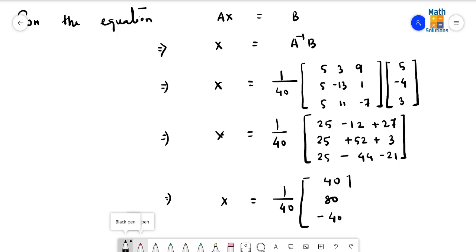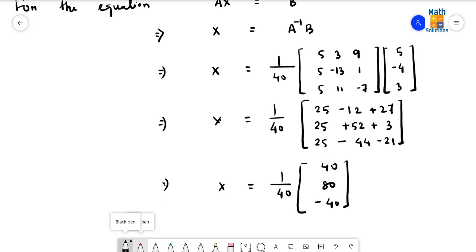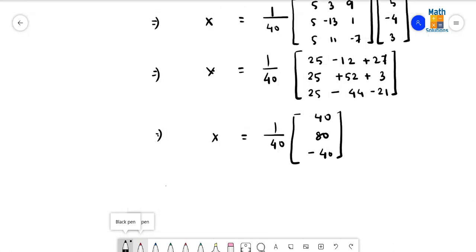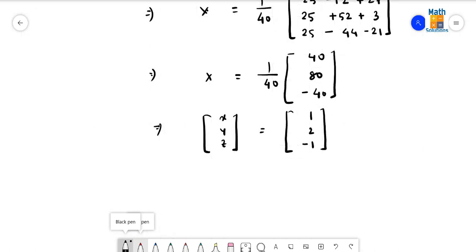So after complete multiplication by the scalar term 1 by 40, we get the result for x, y, z as 1, 2, −1. So this will imply what? x is equal to 1, y is equal to 2, z is equal to −1. So this is the answer.